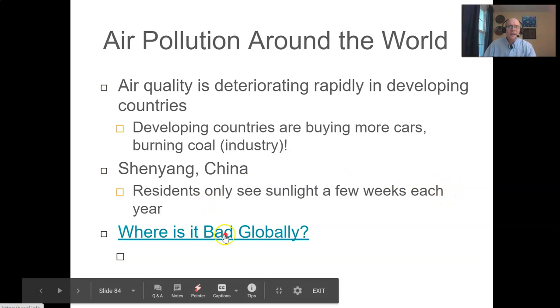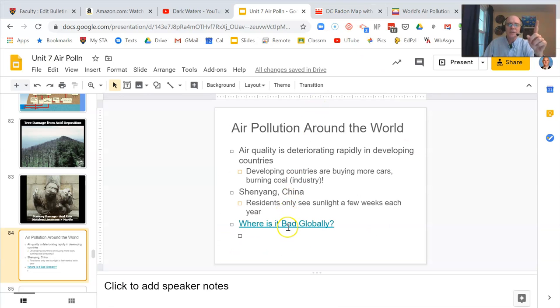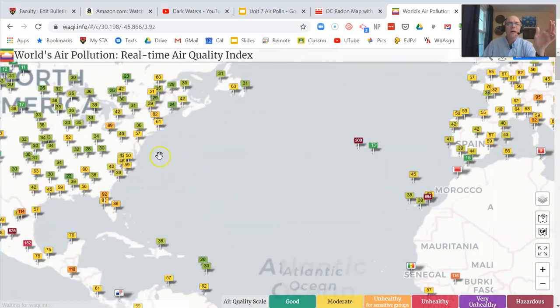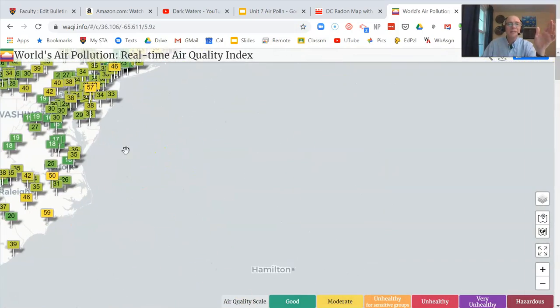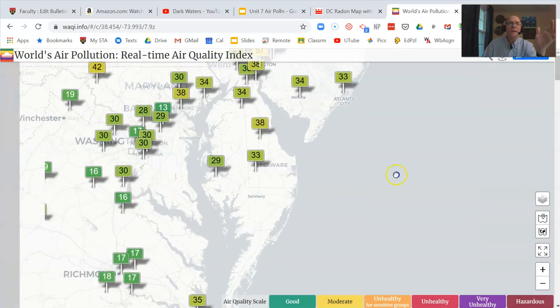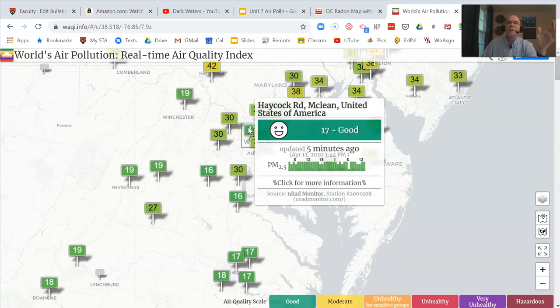And this link right here, I'm going to escape from this, and I've put this on campus, but you can look at real-time air quality data from anywhere in the world if you like. So I'm going to zoom in on one. And when I say real-time, I mean today, right now. So if we zoom into one close to DC, let's see here. What's this one? Looks like Aurora Hills, Northern Virginia. How about this one in McLean?